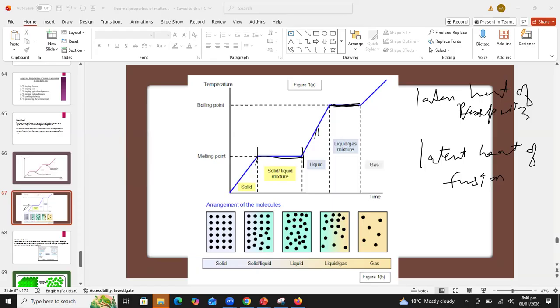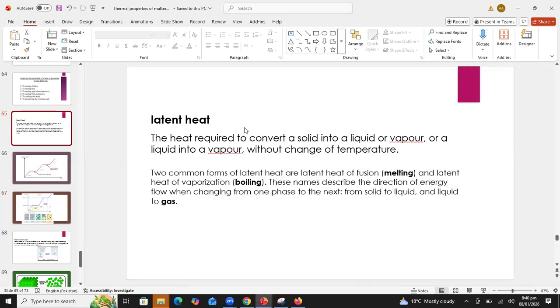I'm just showing you the definition of latent heat, so you can write it down. Latent heat is the heat required to convert a solid into liquid or liquid into vapors. Vapors means gas. That is defined as latent heat. So write down this definition only. Latent heat is the energy or heat required to convert a solid into liquid or liquid into gas. Clear? Done, everyone?